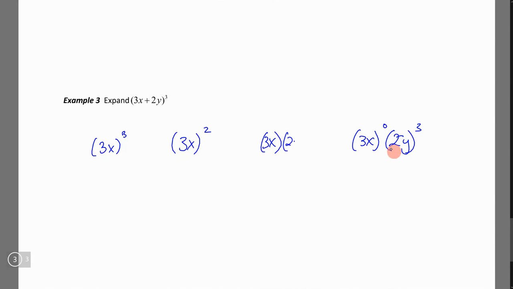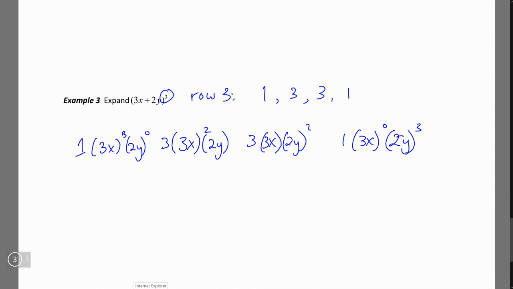All right, expand 3x plus 2y cubed. So again, write them in order. So 3x cubed, put them in brackets first. Then we have 3x squared. We have 3x to the power of 1, and we have 3x to the power of 0. Going backwards, we have 2y cubed, 2y squared, 2y, and then 2y to the power of 0. What are my coefficients for row 3? Well, they are 1, 3, 3, 1 from Pascal's triangle. So I have 1, 3, 3, 1. Plus signs in between. And then we simplify.